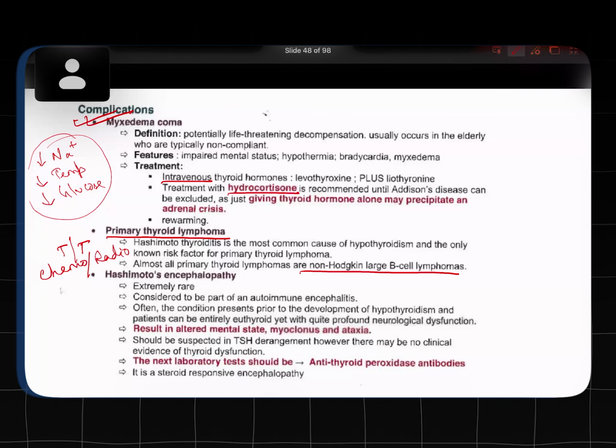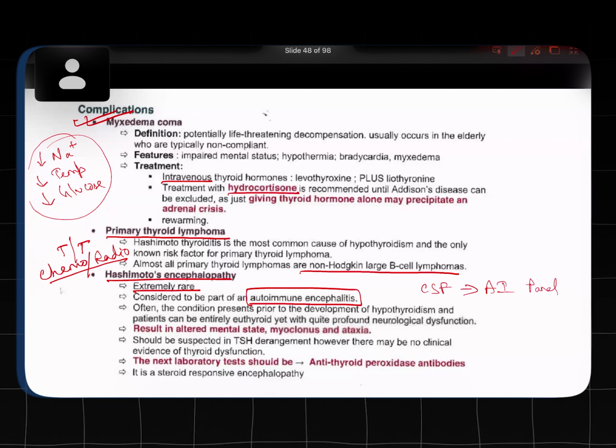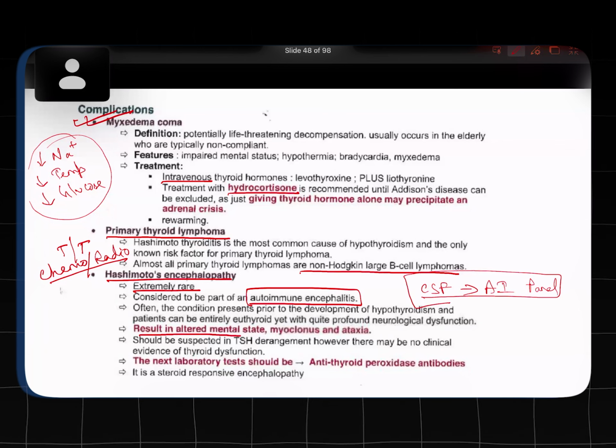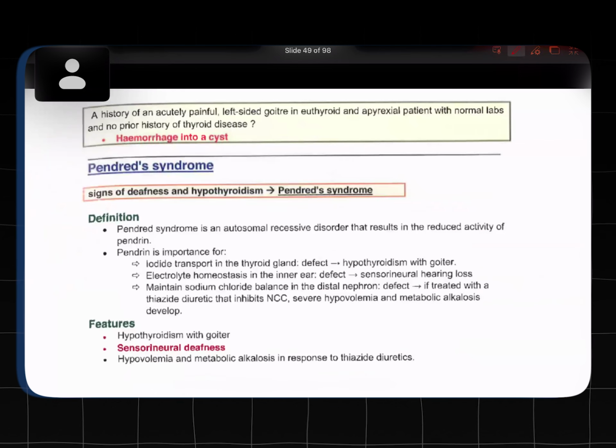If the patient goes into Hashimoto's encephalopathy, it is extremely rare. It is considered to be an autoimmune encephalitis. You have to do a CSF and send an autoimmune panel, which is fast becoming a standard of care, at least in an ICU setting. Features are those of encephalitis: altered mental status, myoclonus, ataxia. Anti-TPO antibodies obviously you need to do, if not already done. It is steroid responsive, so you have to start a steroid, and supportive management with IVIG or plasmapheresis.